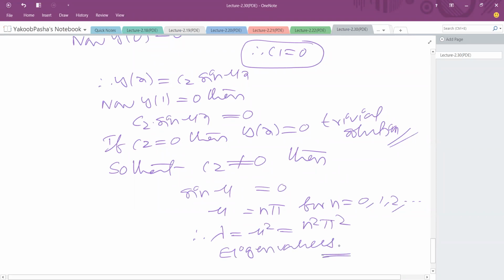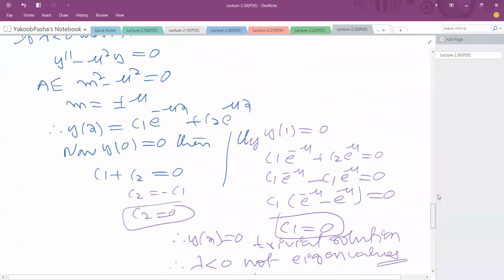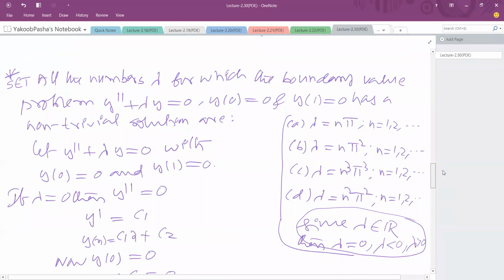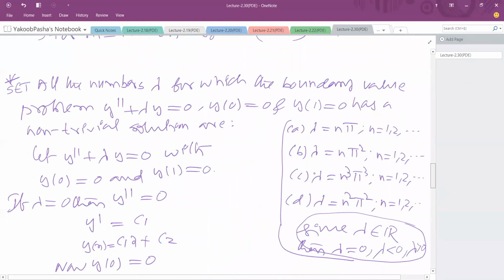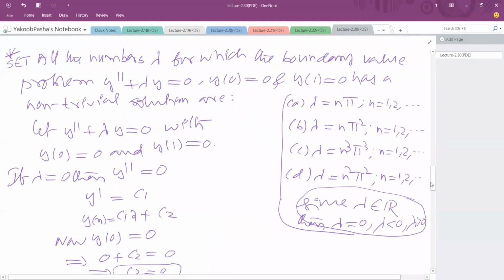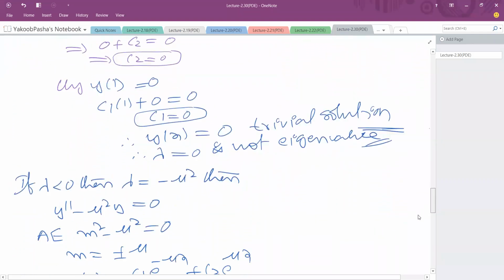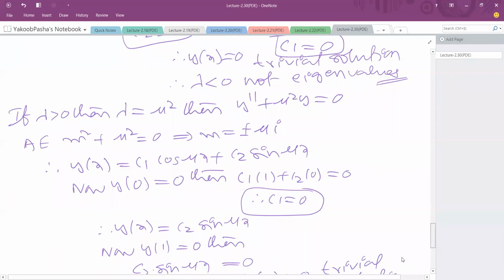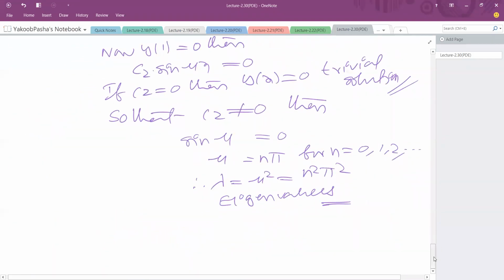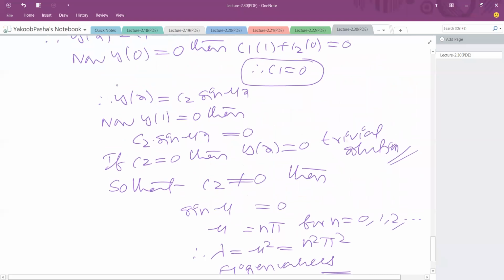Eigenvalues, n equal to 0 is also applicable, but we are given n equal to 1, 2, and so on. So option D is the right option. This is the procedure to find the eigenvalues and eigenfunctions. Here the solution is y of x is equal to c1 cos mu x plus c2 sin mu x. After c1 becomes 0, the remaining solution is this. Substitute the value of mu here.